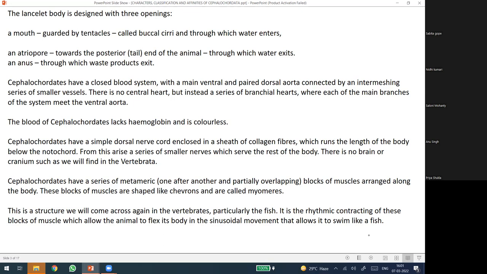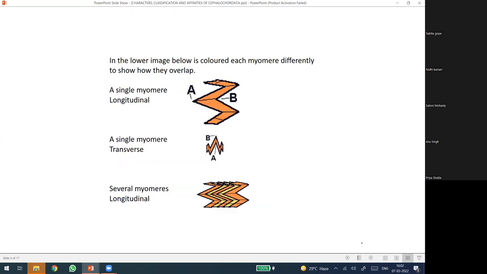Cephalochordates have a series of metameric segments, that is, one after another, partially overlapping blocks of muscles of the body. This is a structure which will be seen in future vertebrates, very much resembling the fish. This is how the metameres are arranged in the body wall of the Amphioxus. This is a single myomere. This zigzag structure, the body musculature, is arranged in such zigzag bands. So this is called a single myotome.